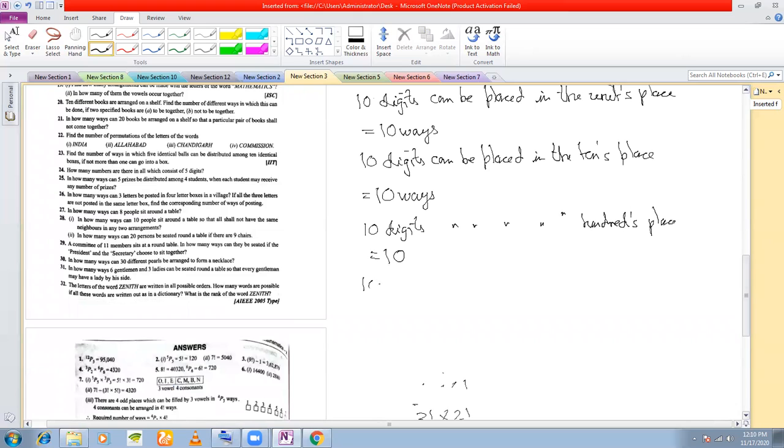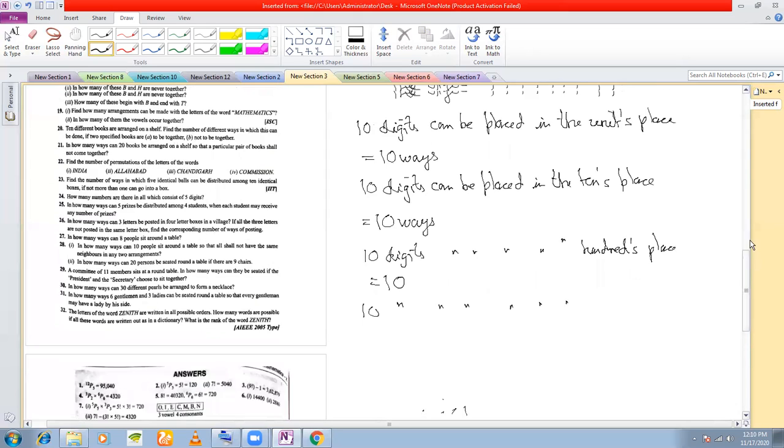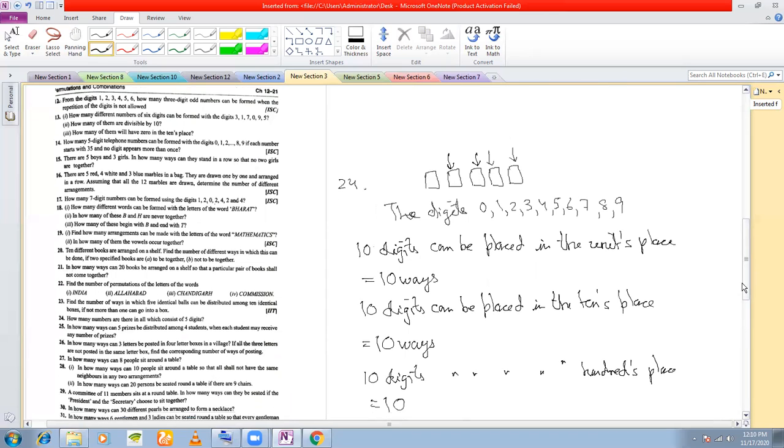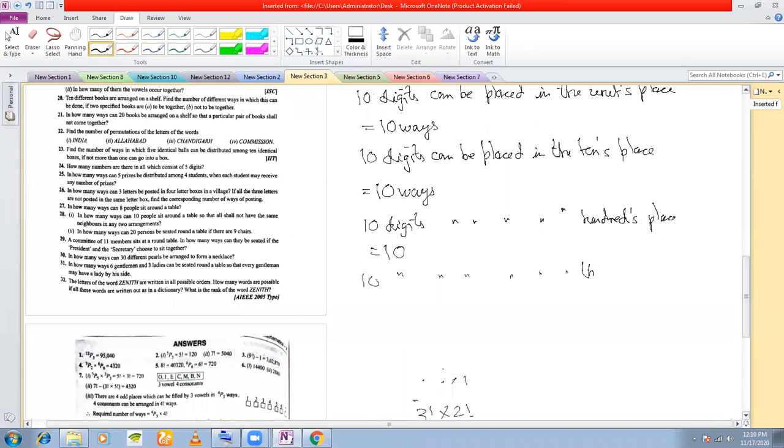Again 10 digits can be placed in, now this place I have already filled. This is your hundreds place. Thousands place, in how many ways? Again 10 ways.